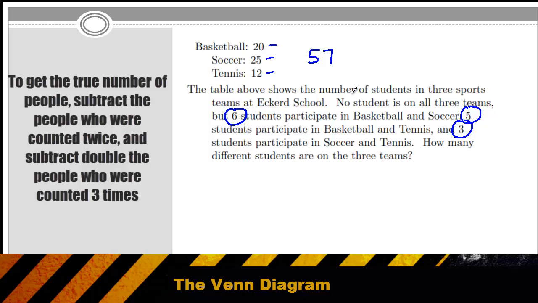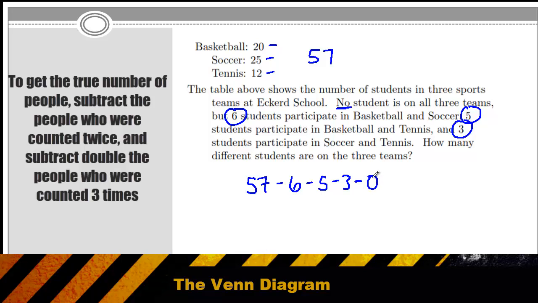The problem tells us there were no students in all 3, but if there were some students in all 3, we would also have to subtract them from our total, but we would have to subtract them twice because we only wanted them counted once. In other words, our equation would look like this: the total of everyone in the groups minus the students who were counted twice, and then minus the students who were counted 3 times.